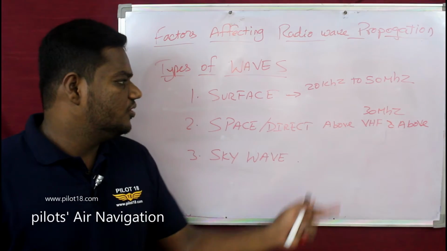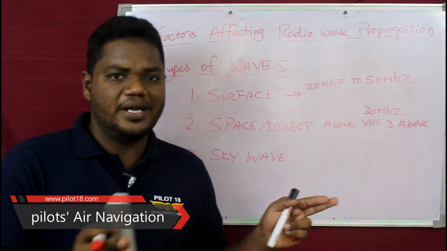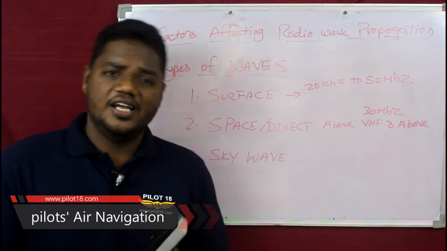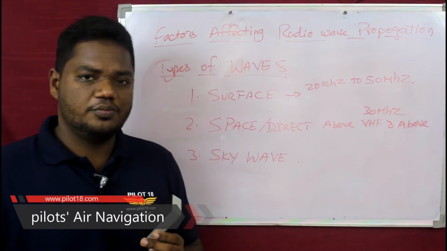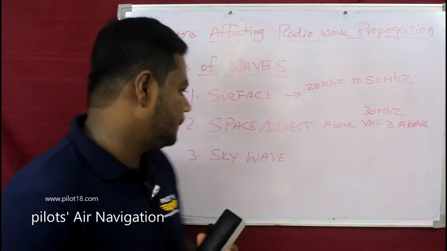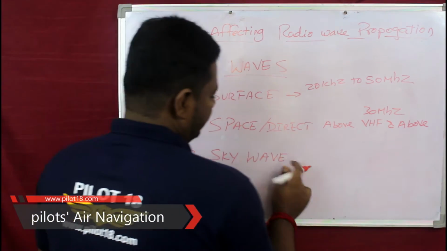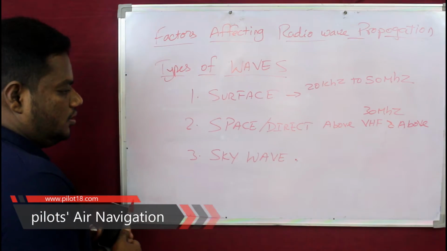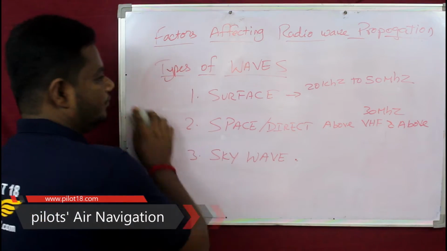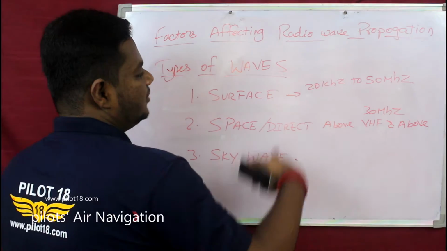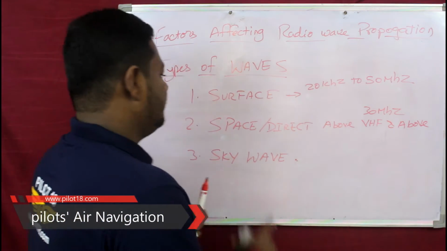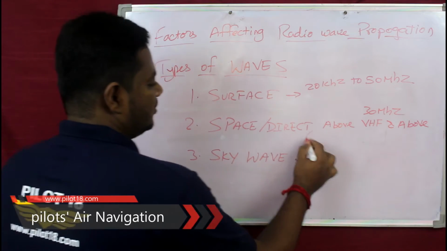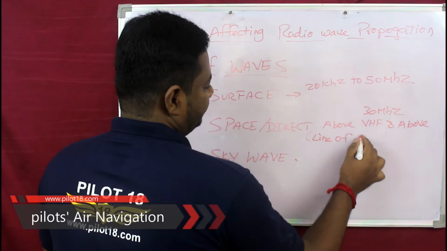So within this 30 to 50 narrow band, there will be both surface wave and space wave. Okay, surface wave will also be there, space wave will also be there. Next is sky wave. Sky wave, let's discuss it separately. So you understand, surface wave travels along the surface, space wave travels direct, from one point to another. In other words, line of sight.